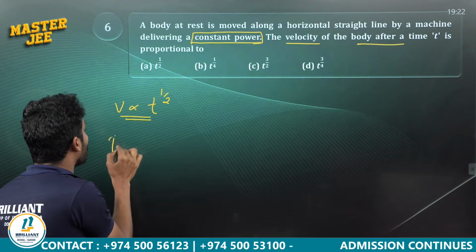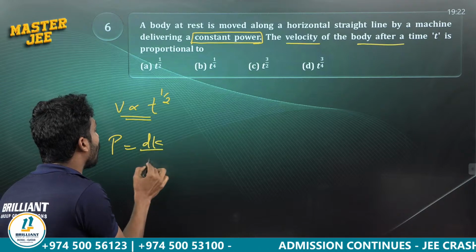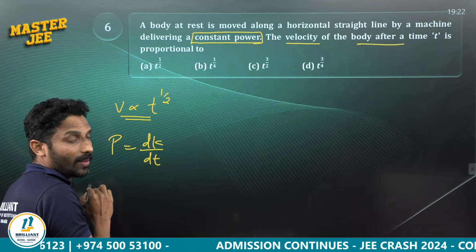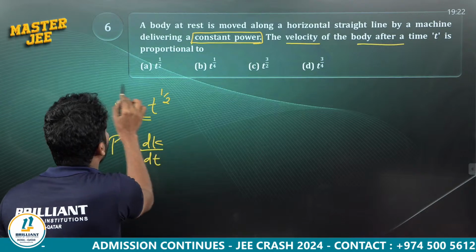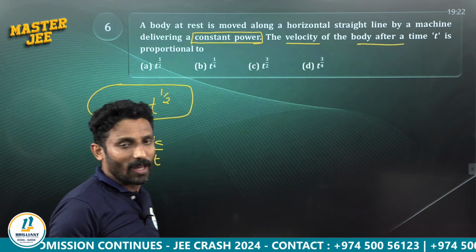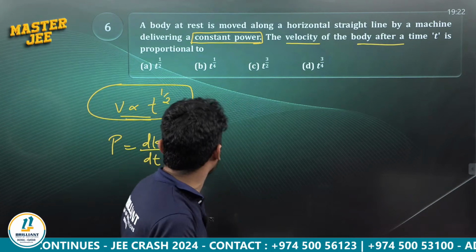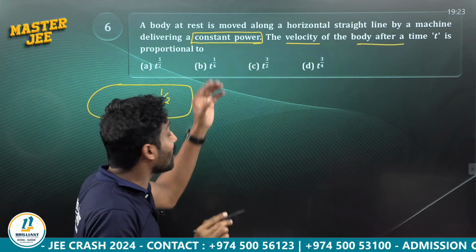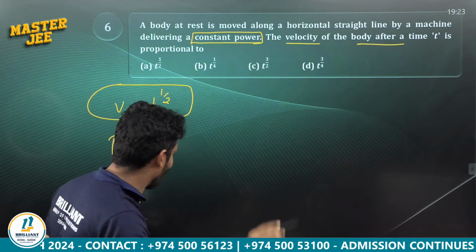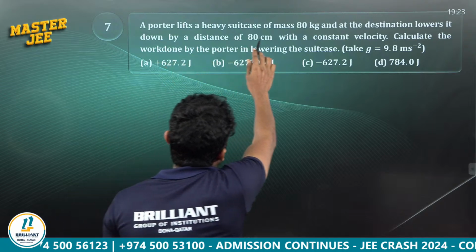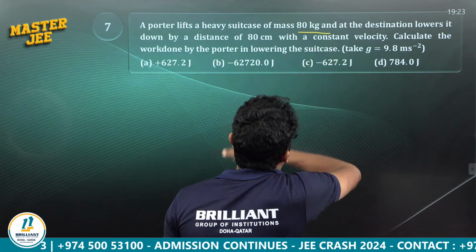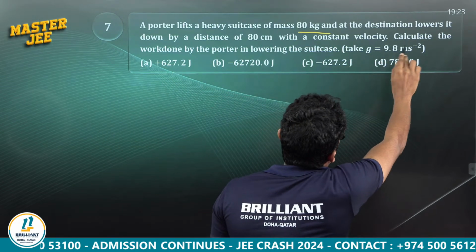See, power is equal to dK by dt, etc. We already discussed this. Then integrating dK, we get delta K. In the earlier question, we discussed this concept of velocity being directly proportional to t raised to half when power delivery is constant. Very good.